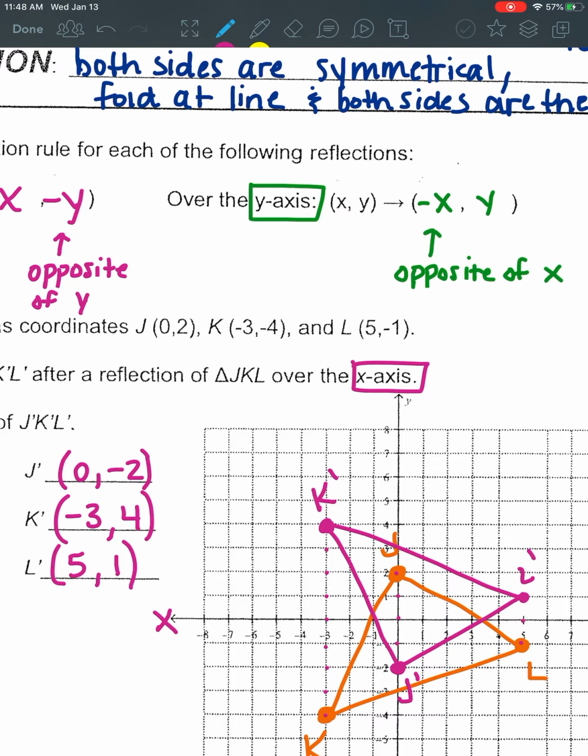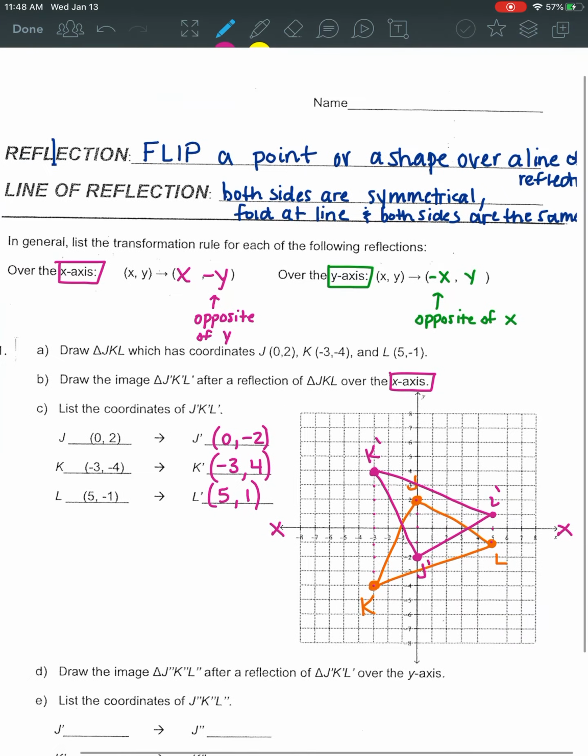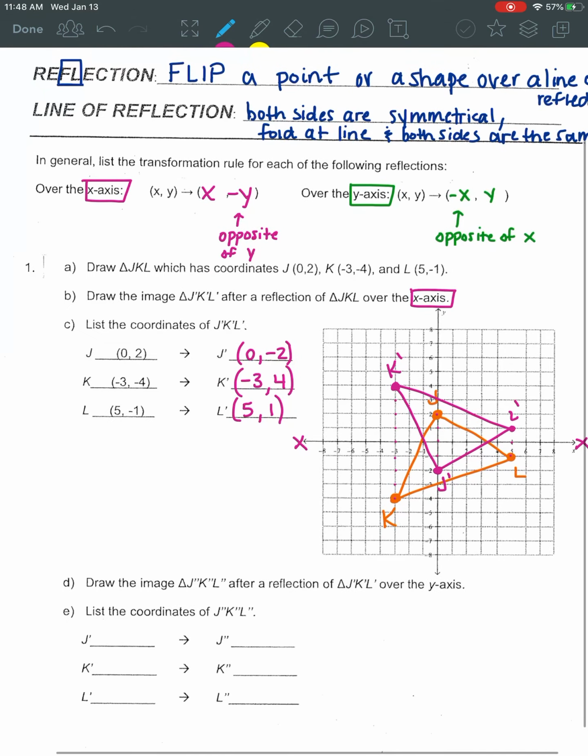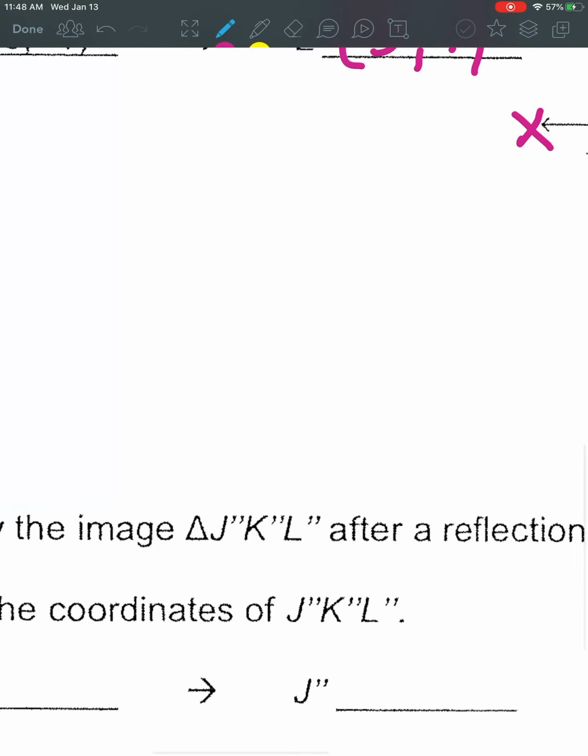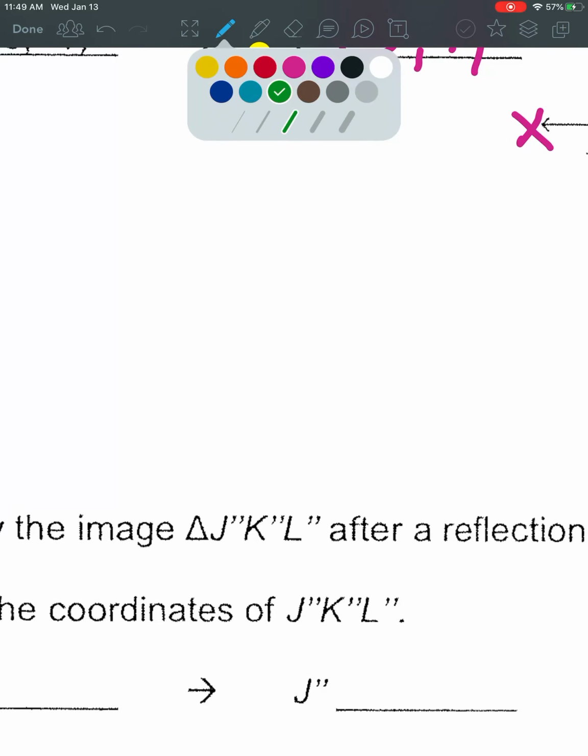K prime was -3, +4, that is correct. L prime 5, 1, that is correct. All right. So that's flipping over the x-axis. Now we're going to draw the image triangle.